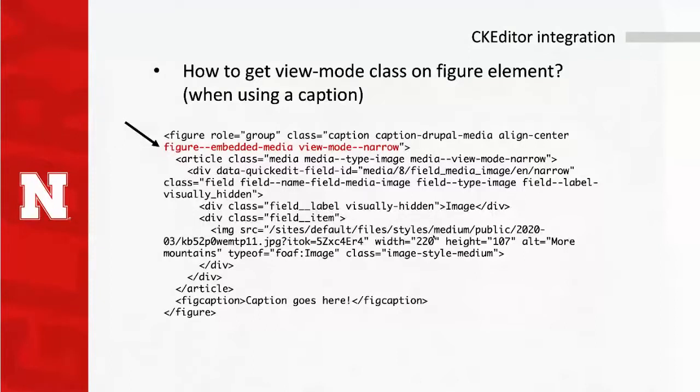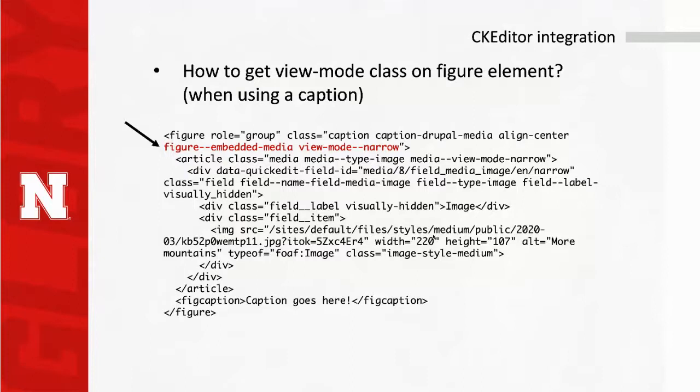But we don't have the information on the figure element to be able to figure out which view mode is being set. It gives us alignment, but it doesn't tell us which view mode is being set. What I really needed in my use case was to know that this figure is embedded media, and to know the view mode for the embedded media being used in the figure. So this solved that problem for me.